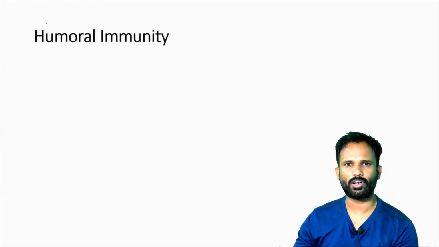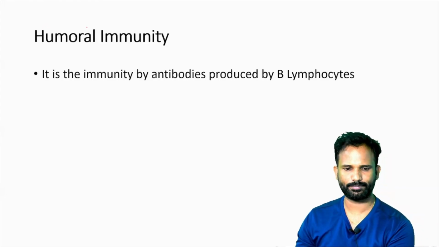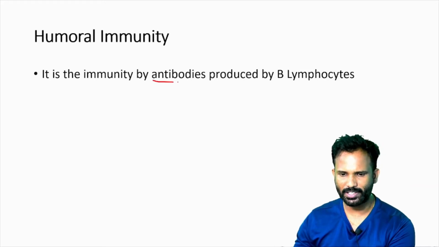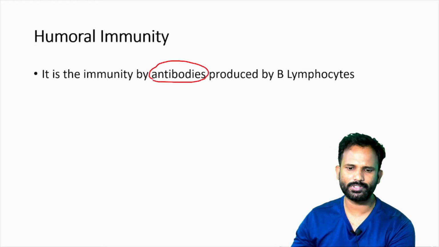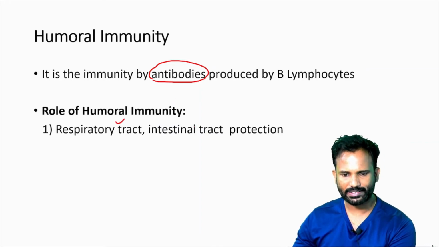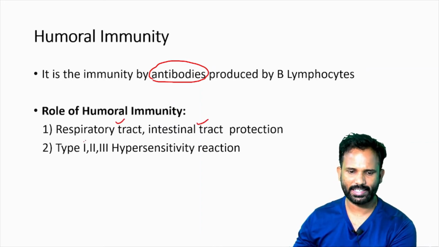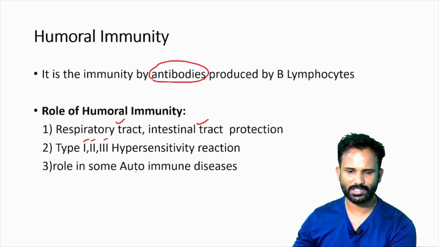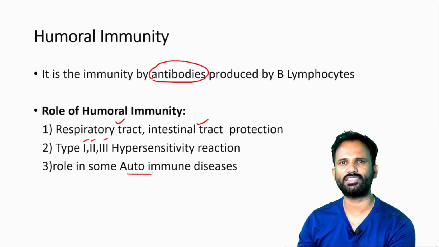Now we'll talk about humoral immunity. It's the immunity by antibodies, which are produced by the activated lymphocytes. And where does it act? It acts in the respiratory tract, intestinal tract, type 1, type 2, type 3 hypersensitivity reactions, and is responsible for some autoimmune diseases.